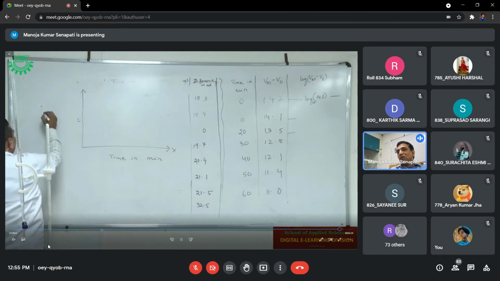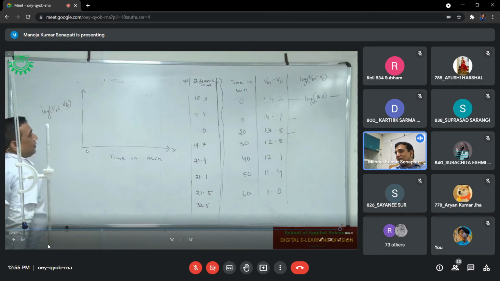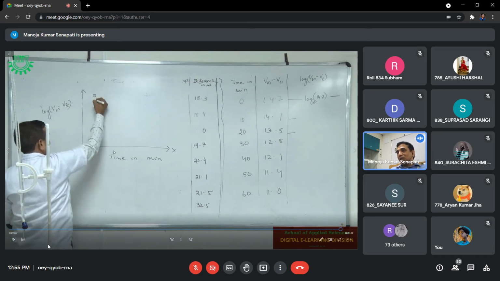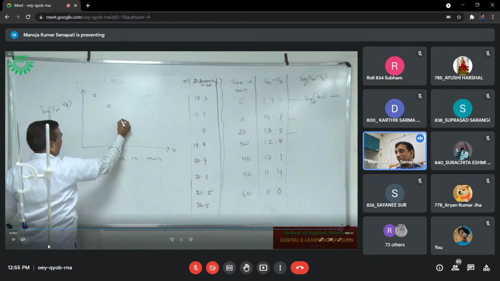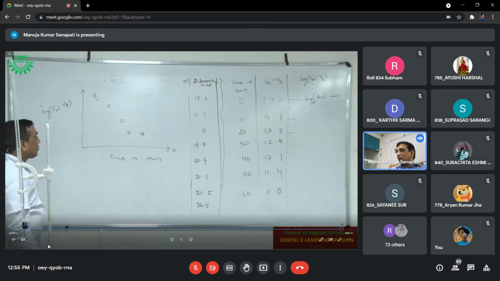This side you will take log infinity minus Vt. And in the x-axis you have to take 2 cm equal to 10 minutes. And regarding the y-axis, it will depend upon the value of this one. I will tell you later. So you have to plot the points.